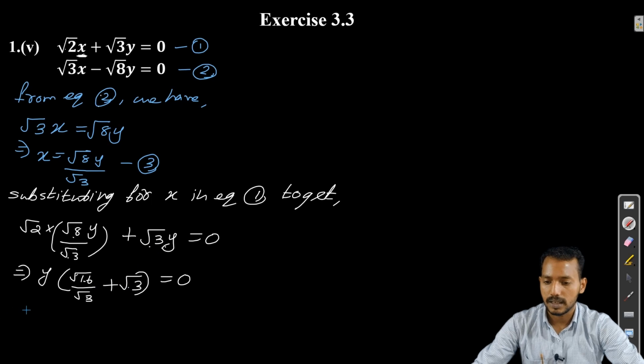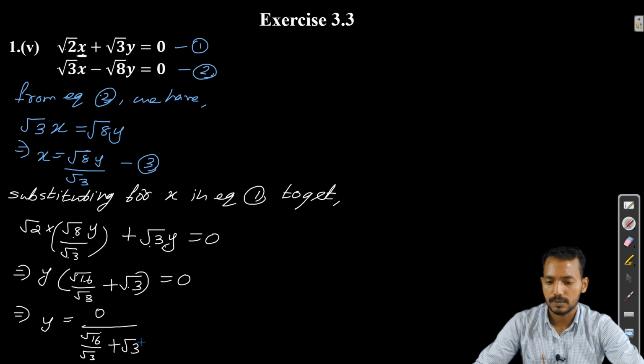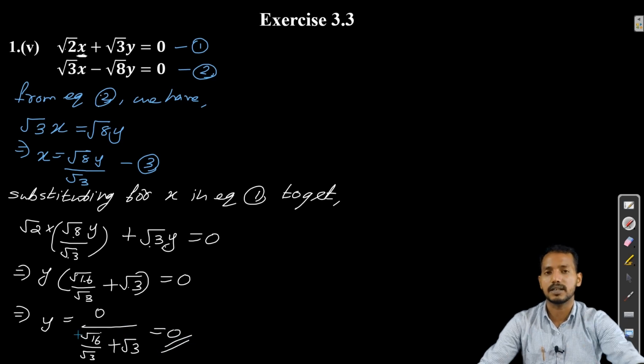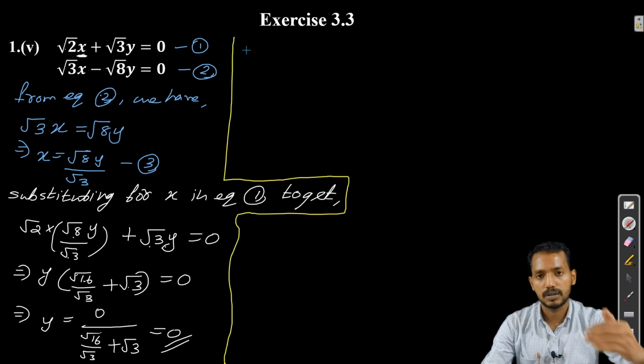Okay, that implies y is equal to 0 divided by, this taken to the right side, will be divided by root 16 divided by root 3 plus root 3, which is equal to 0. 0 by any number is 0. So now we have got y equal to 0. First value we got, the value of y we got.